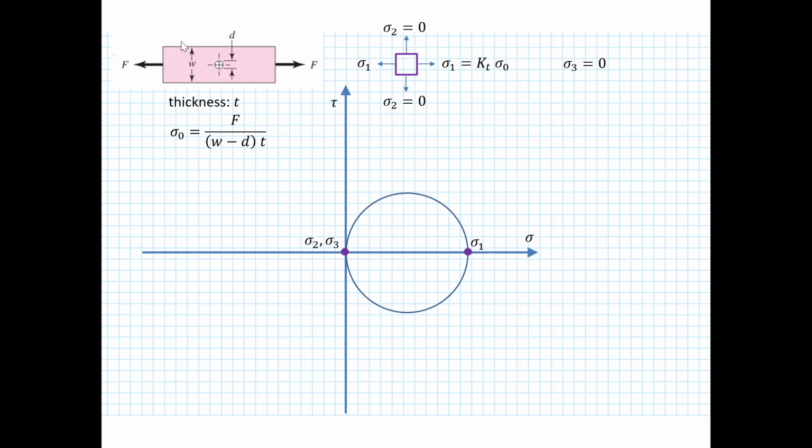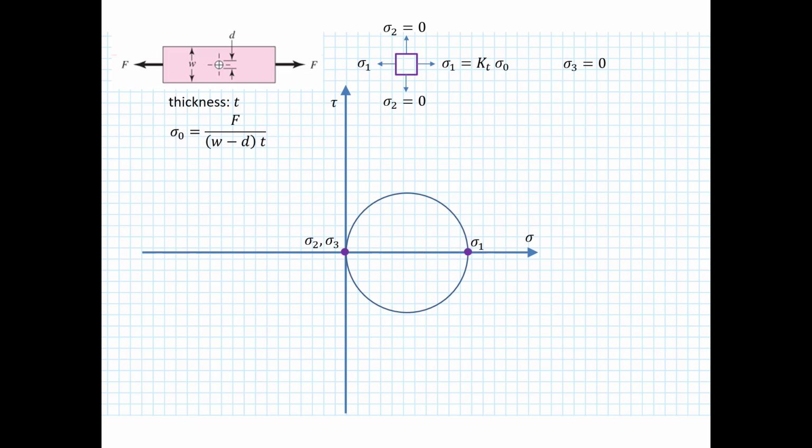Sigma 2, since there's no load vertically or perpendicular to the plane, sigma 2 is 0 and sigma 3 is 0. So it's a very simple Mohr circle to draw. We've just got the sigma 1 with no associated shear there. We've got sigma 2, sigma 3 at the origin. And it's very simple to draw the Mohr circle here.